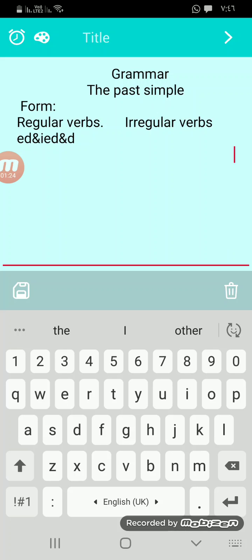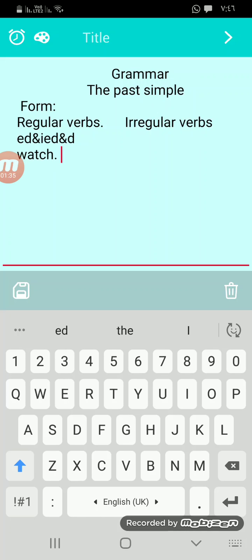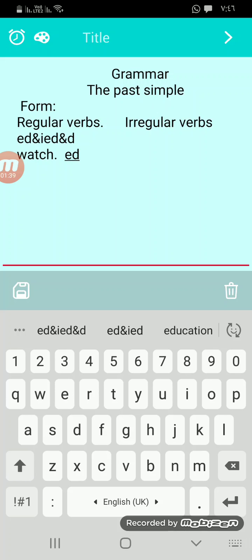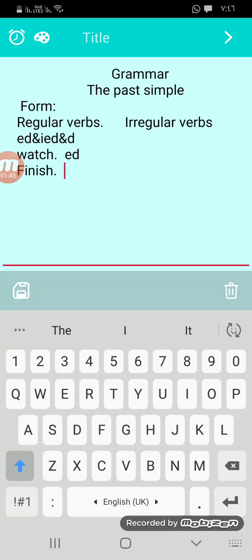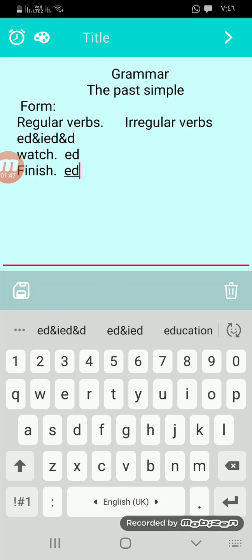Let's take the difference between them. When we add ed, we add ed with some verbs like, for example, watch. In watch, we add ed. Another verb like finish. In finish, we also add ed directly, okay? So we have some verbs that we add ed directly.